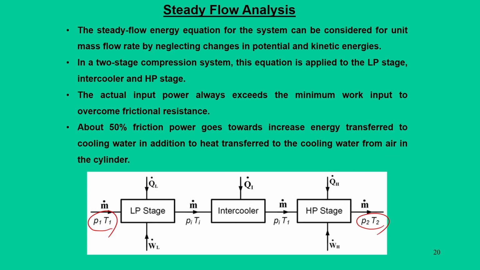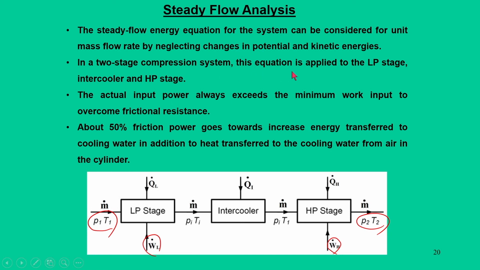But here, this is a work transfer which is given as input, but in all the cases what we can see is that there is always heat rejection. Of course, here heat is added into the system, but in reality the heat is getting rejected from the LP stage, intercooler, or HP stage. Now, with this analysis we are going to quantify these heat losses that come out from the LP stage, intercooler and QH. So, this is the entire motive of this steady flow analysis.